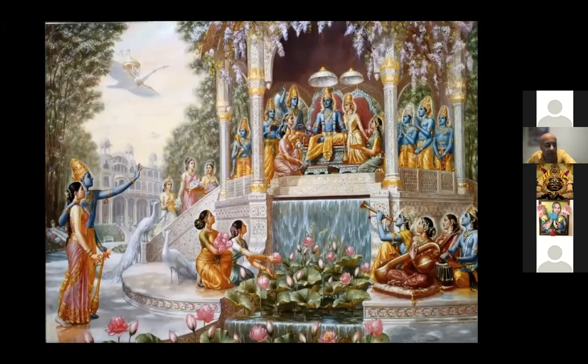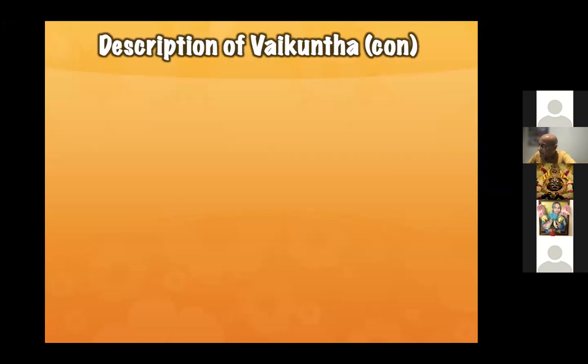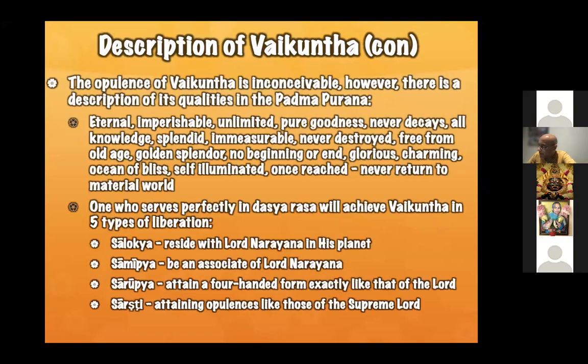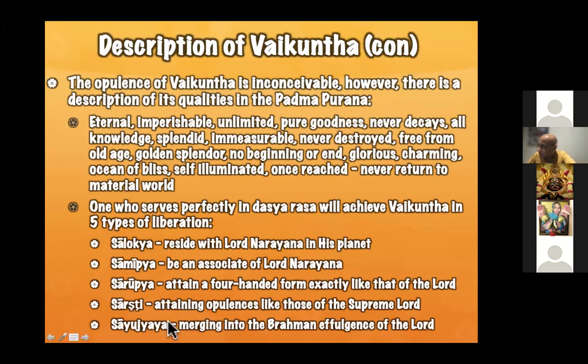Vaikuntha has some very elaborate descriptions in the Srimad Bhagavat Puran, and we can look at that tomorrow, maybe a day or two, a couple of days. Very interesting descriptions of Vaikuntha and how the devotee, this is something I'd like to share actually, can serve in Vaikuntha in five different levels of liberation. Salokya, which is residing with Lord Narayan on his planet. Samipya, being an associate of the Lord. Sarupya, having a four-handed form, same as the Supreme Lord.